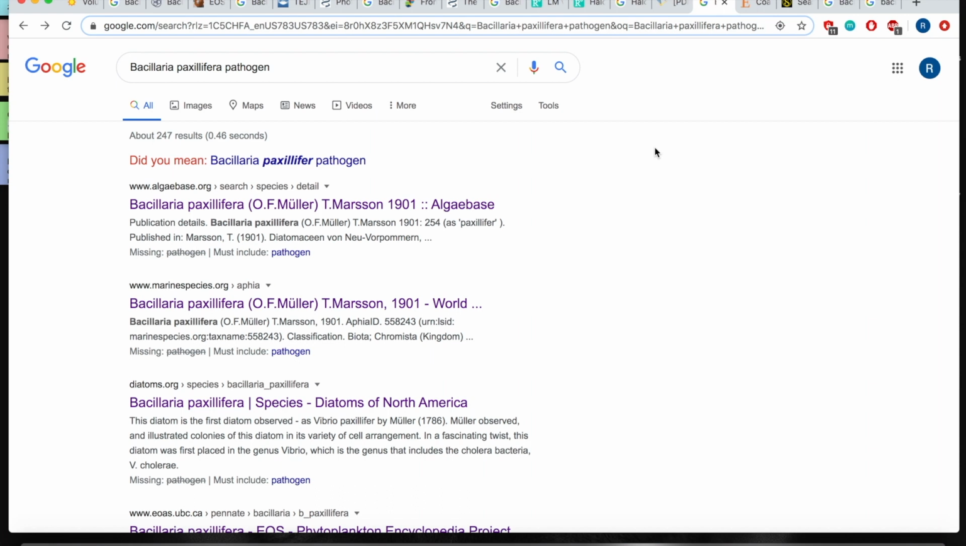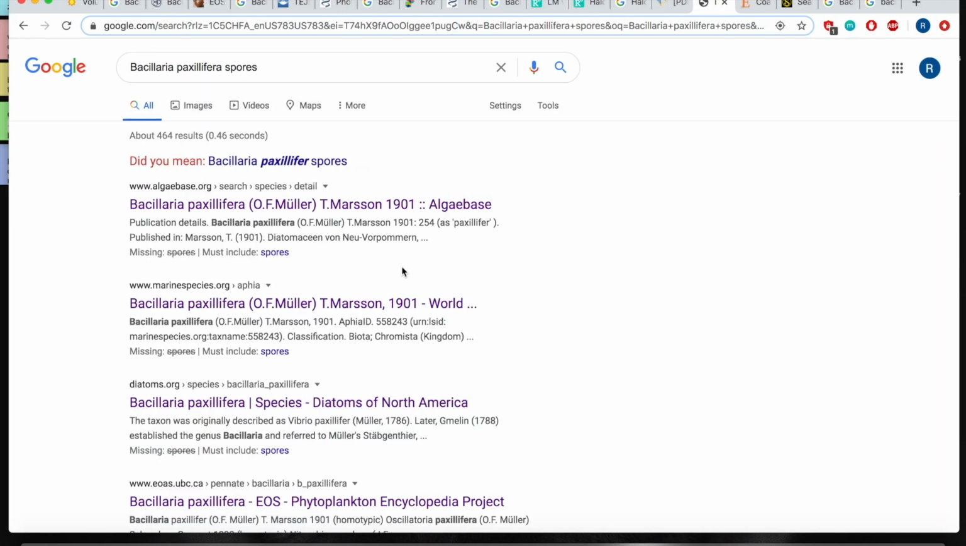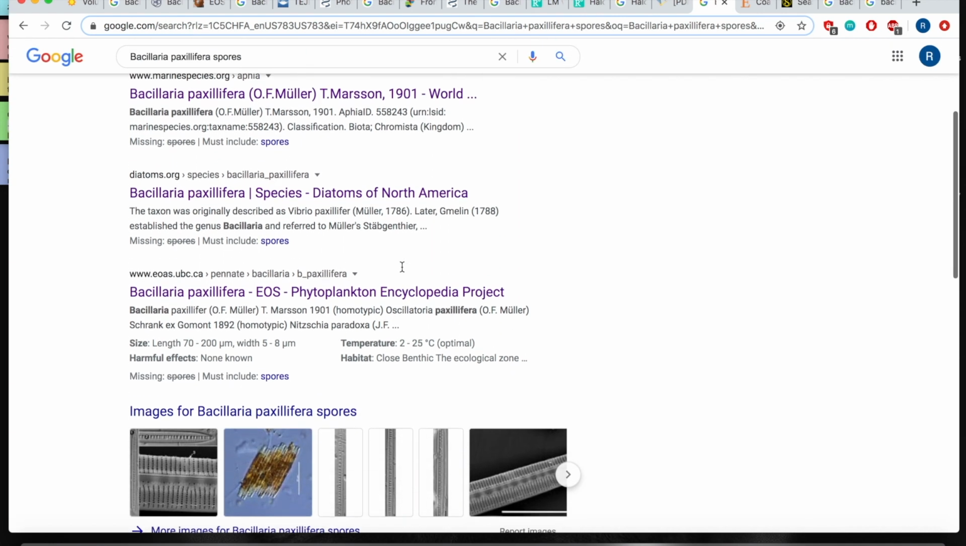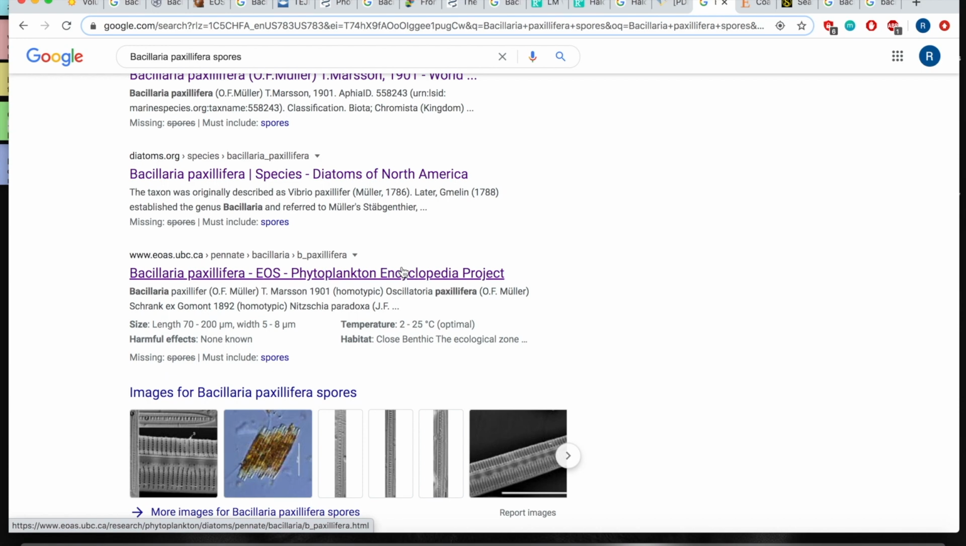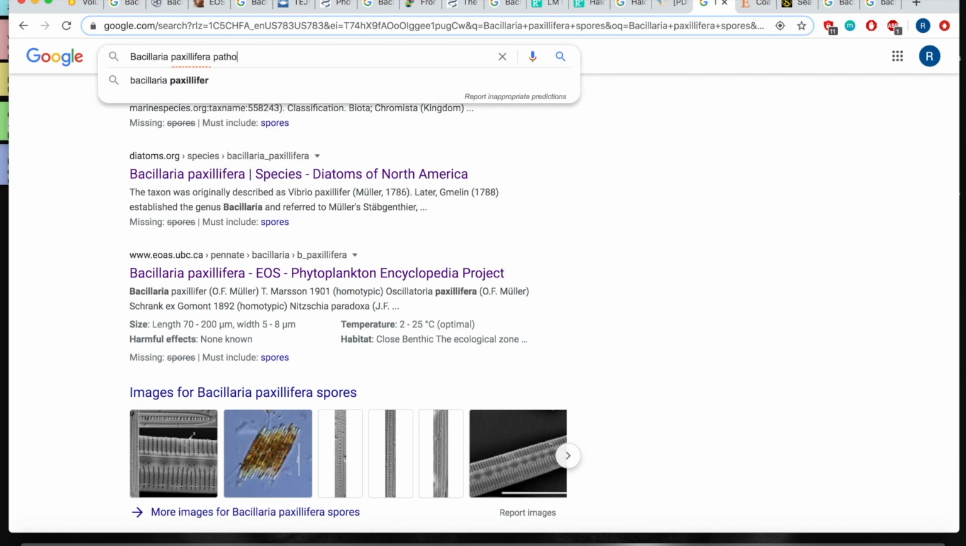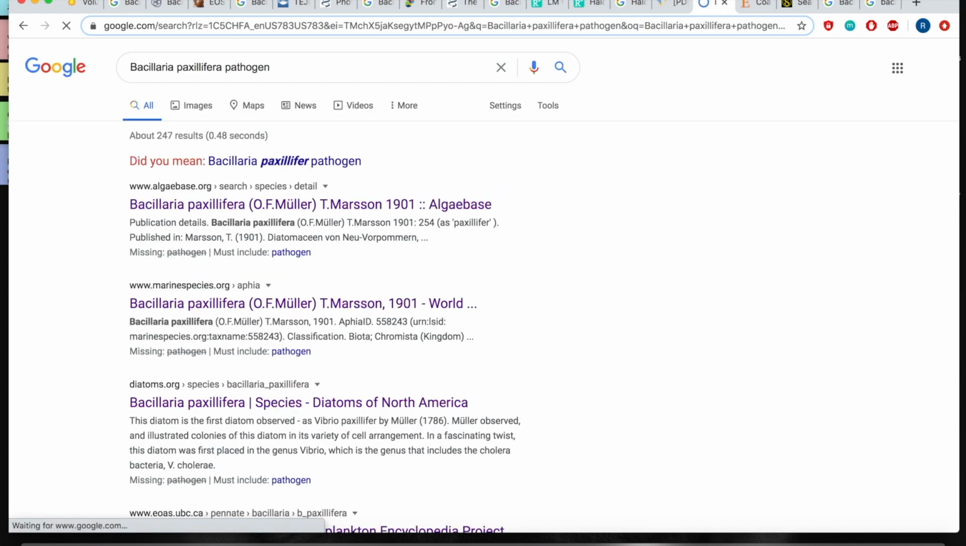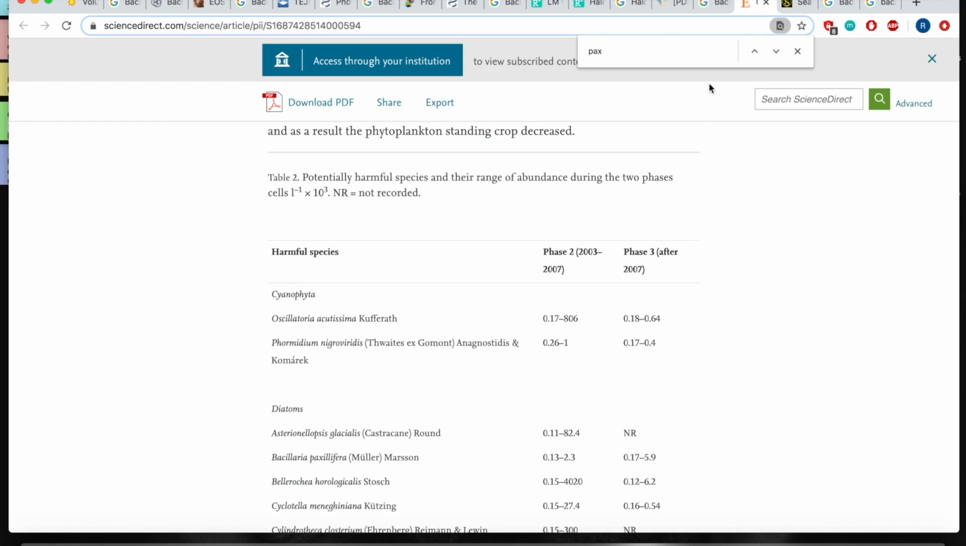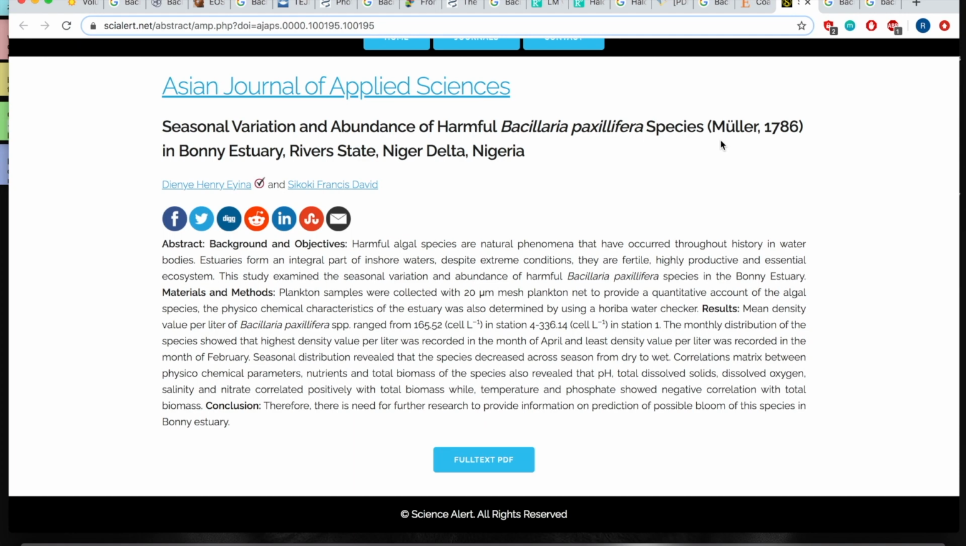With spores, I didn't find anything that was verifiable or anything that actually stated that it was sporulating, so I'm going to annotate unknown. Same for pathogenicity, because I found one source saying that it doesn't have any harmful effects on record, but then another source I found states that it could be a harmful species, and then a third one about it having harmful blooms.